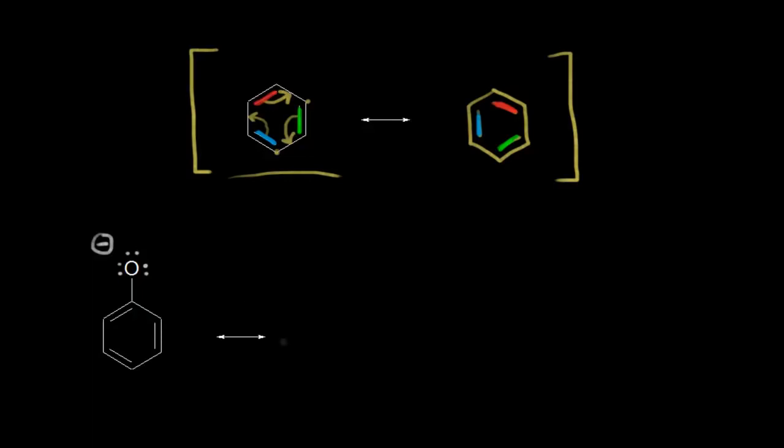Next, let's look at the phenoxide anion. So here's the phenoxide anion down here. And I'm going to try to color code the electrons. Let me go ahead and make these electrons in here red. And let's make these right here green. And then let's make these blue. So just like we did with the benzene ring up above.